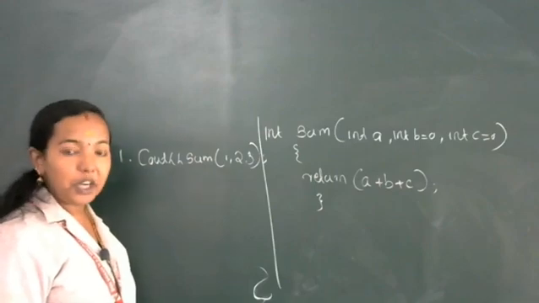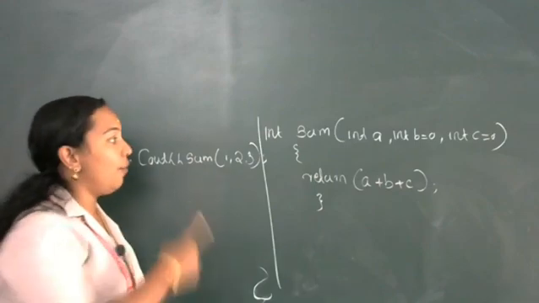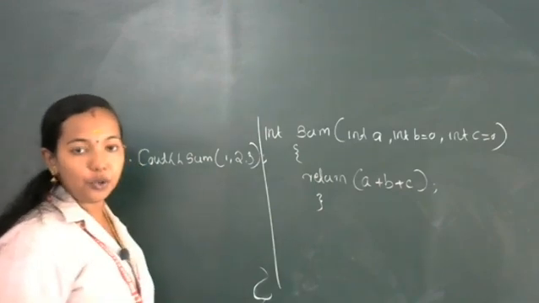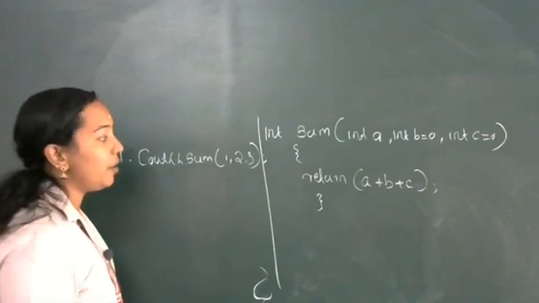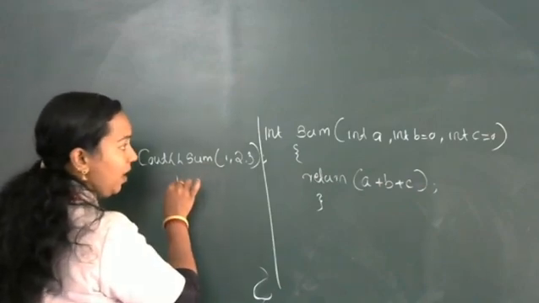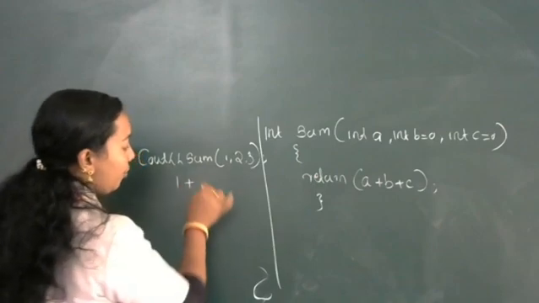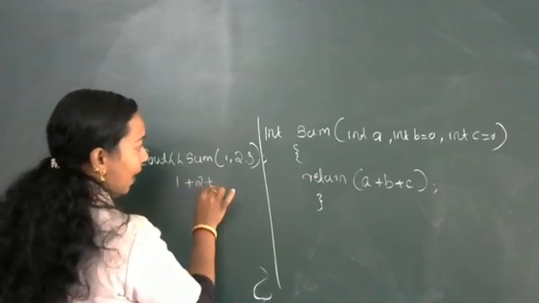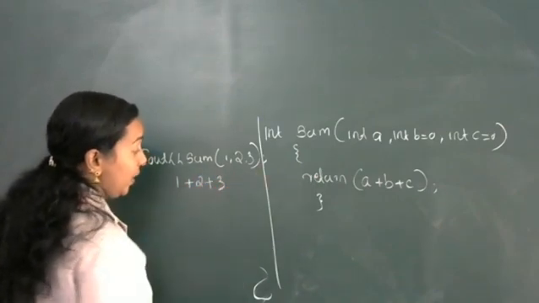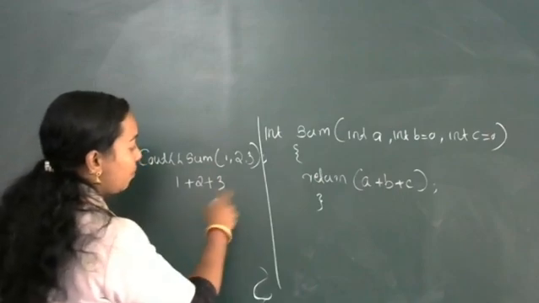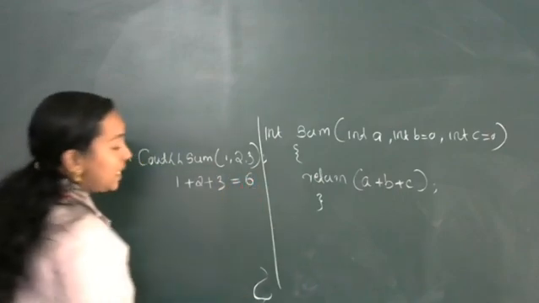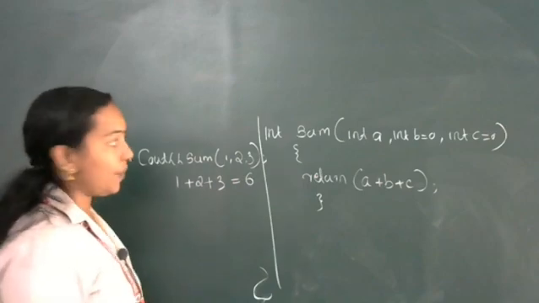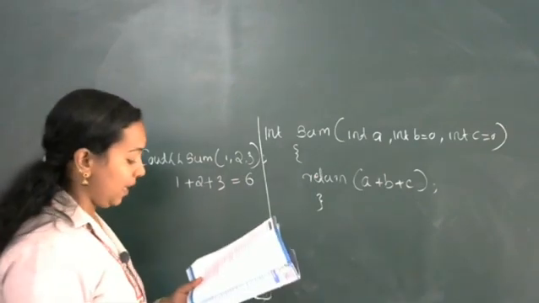I already mentioned that in default arguments, values are assigned from left to right. So what will be the value of A? Value of A will be 1, value of B will be 2, then C equal to 3. So 1 plus 2 plus 3, what will be the output? 6. For the first function call the output will be 6.